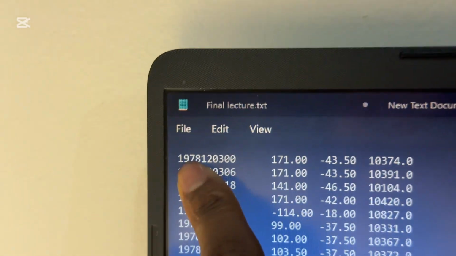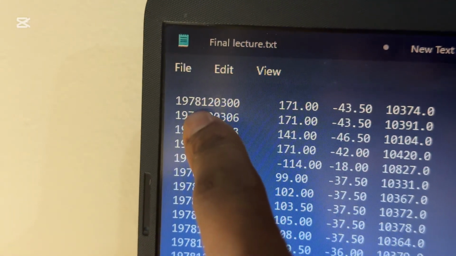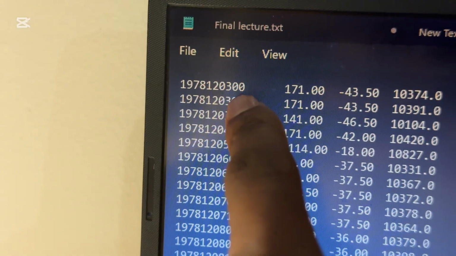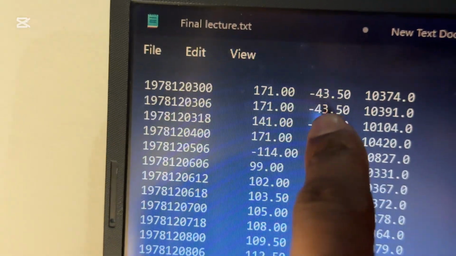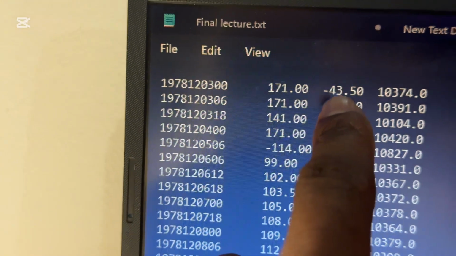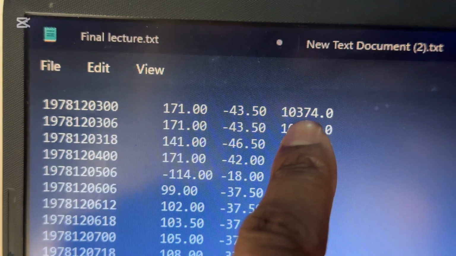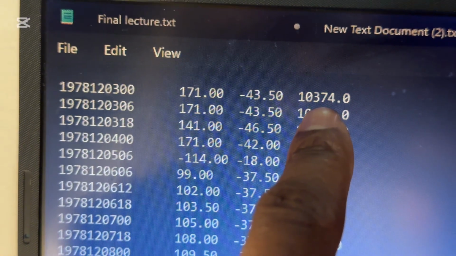This is the time step. That's 1978, December 3rd at 12 a.m. That's the longitude and that's the latitude of the core of the cutoff flow. And then that's the geopotential height at the core.